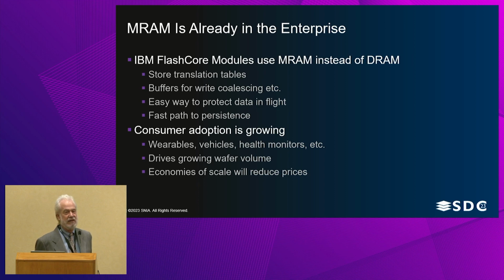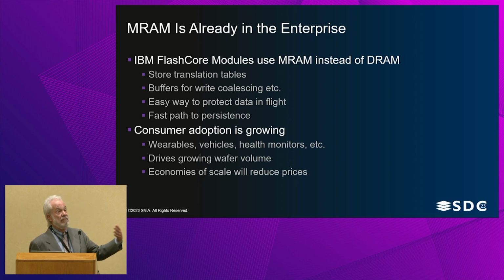And they thought that they could probably do better than that, and they could also protect data in flight a whole lot better. So the translation tables, buffers for write coalescing, which would be the data in transition, things that are being written to the SSD but haven't yet made it into the NAND flash because NAND flash is so slow. It's an easy way to protect data in flight, and it's a very easy way to get into persistence if you want to have that in your SSD.